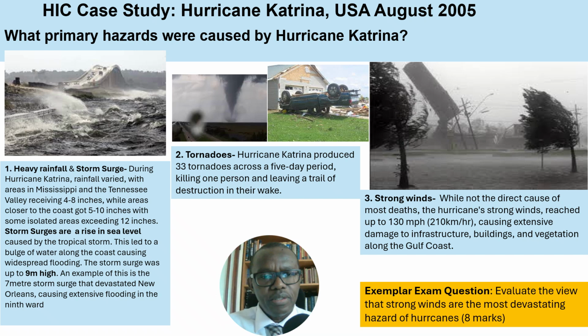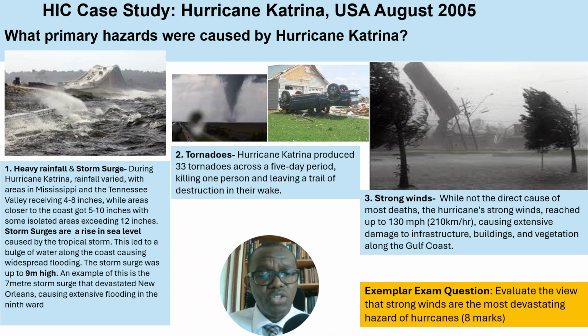What were the primary hazards caused by Hurricane Katrina? Now, primary hazards in this particular case are referring to the hazards that were caused directly as a result of the hurricane. And one of those is heavy rainfall and storm surge.